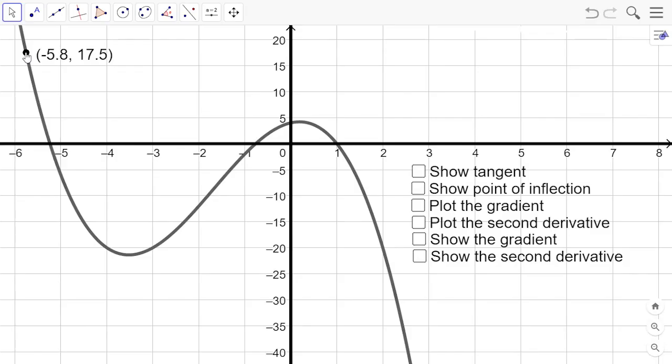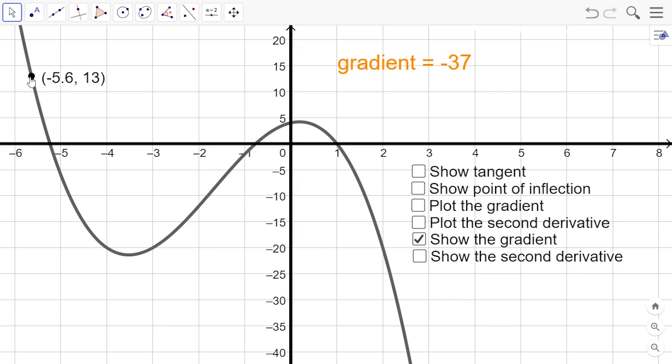Here we have a cubic function, and we can see that we can drag the point along the curve, and it's just showing us the function value, the x value and the y value. Remember the function value being the y value. Now we're showing the gradient at this point, and the gradient tells us about the behavior of the function.